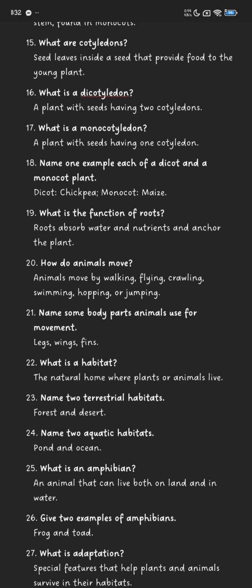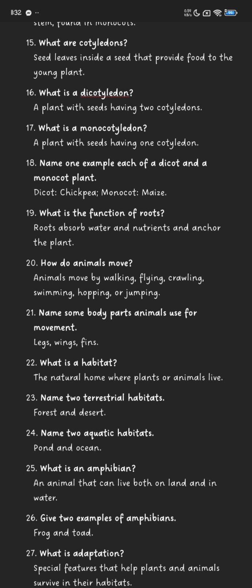Name one example each of a dicot and a monocot plant. Dicot: chickpea; monocot: maize. What is the function of roots? Roots absorb water and nutrients and anchor the plant. How do animals move? Animals move by walking, flying, crawling, swimming, hopping or jumping. Name some body parts animals use for movement: legs, wings, fins.